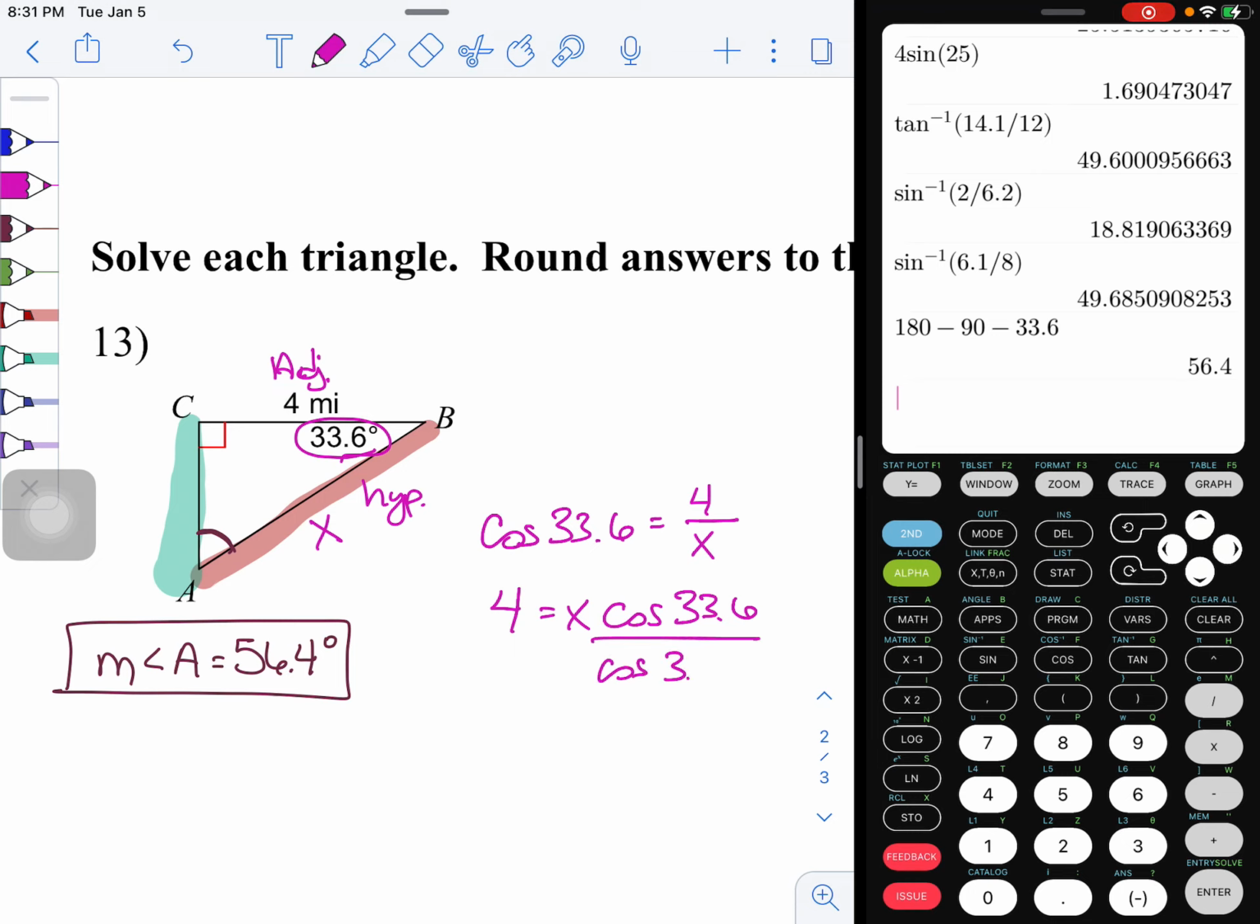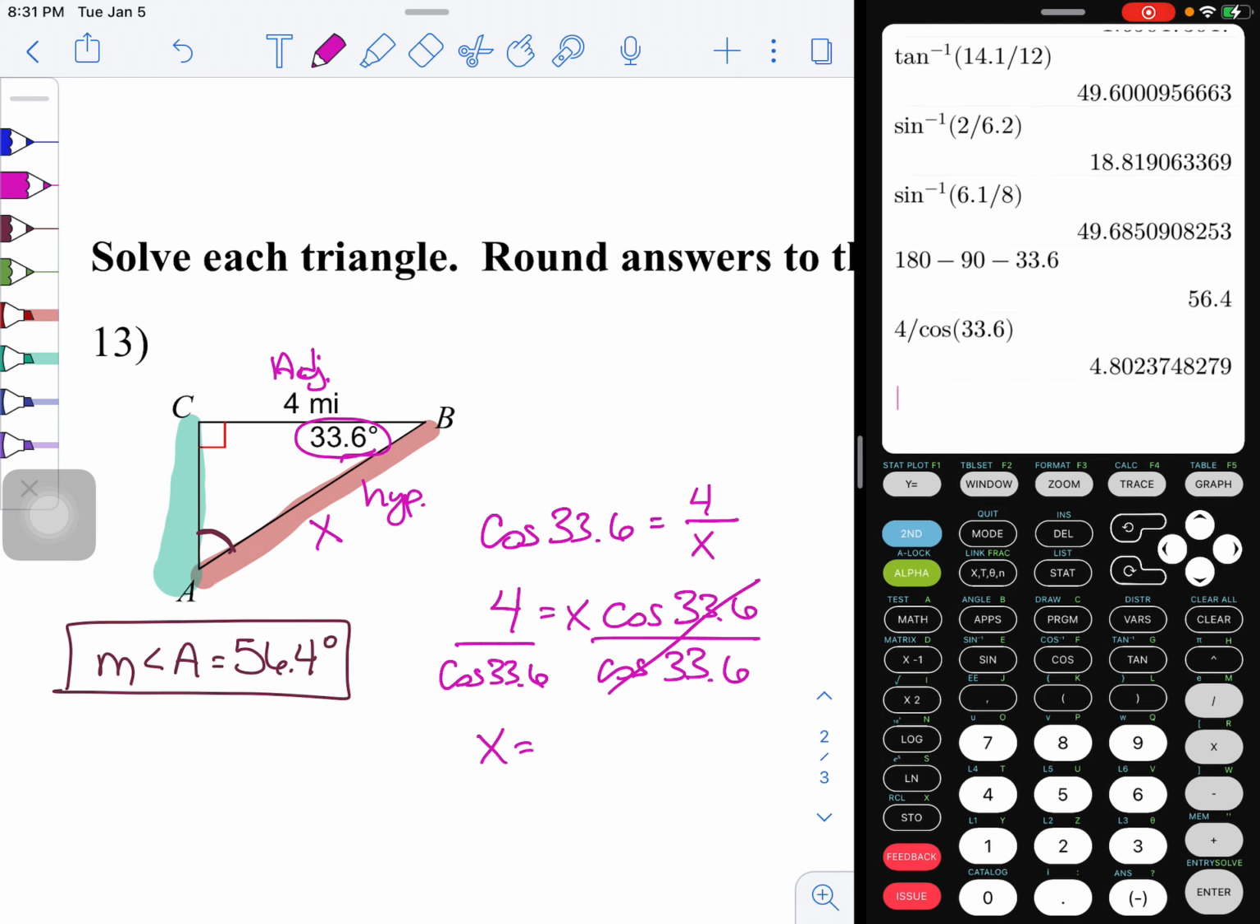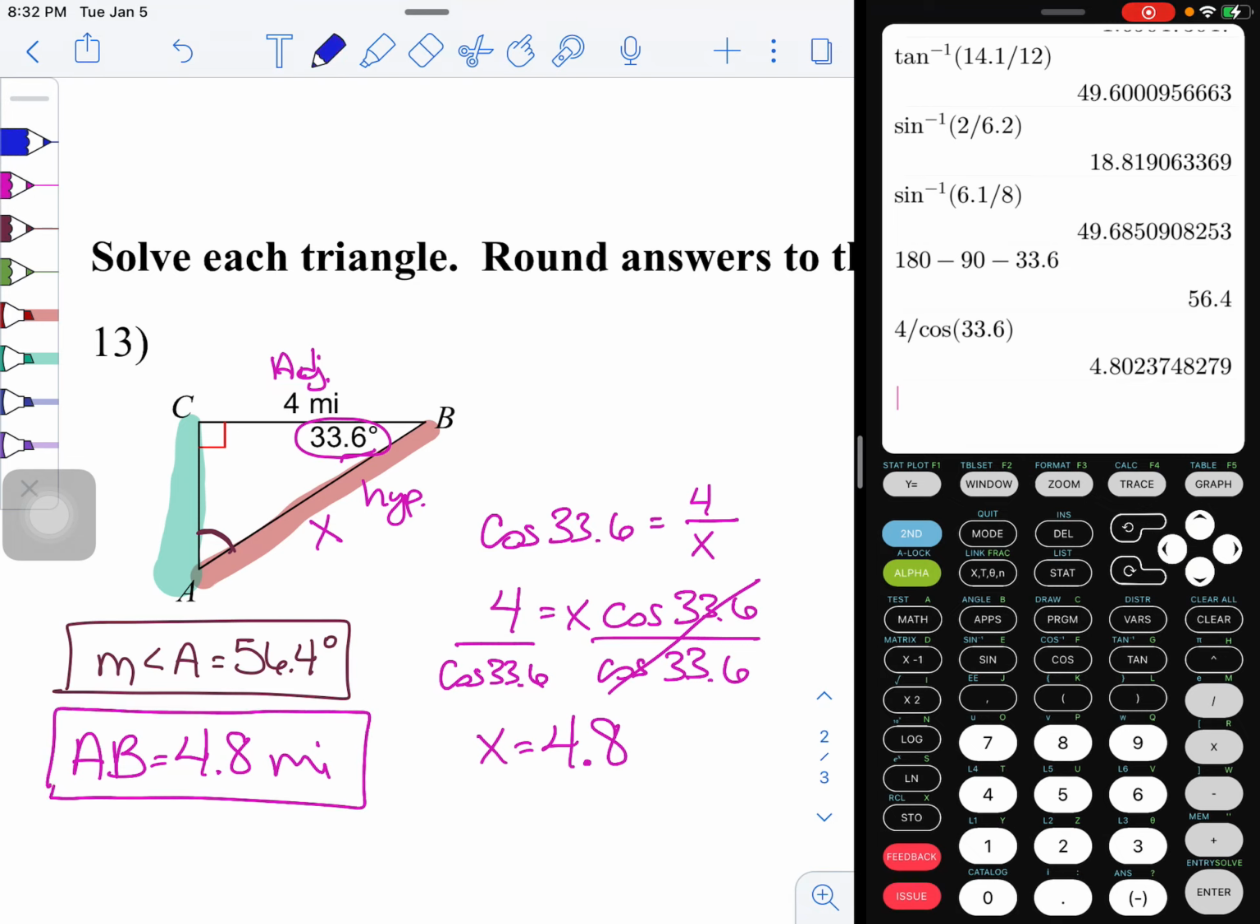I am having writing issues tonight. All right, 33.6, there we go. Cosine 33.6. So this is going to get me X is equal to 4 divided by cosine 33.6. So X is equal to 4.8. So the length of AB is 4.8, and I do know it's miles in this case, so am I. All right, so that gives me 2 of the 3 pieces of information I wanted.